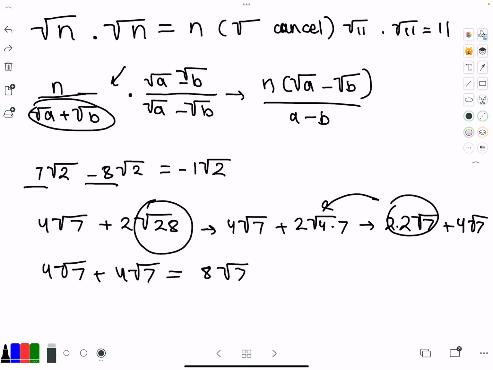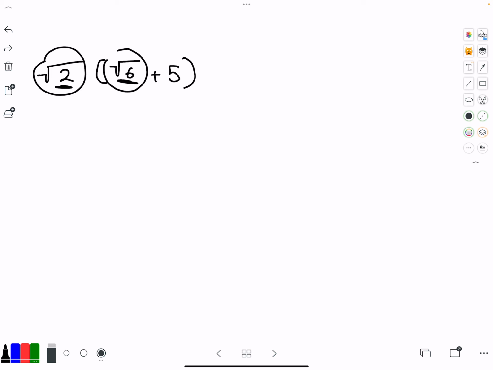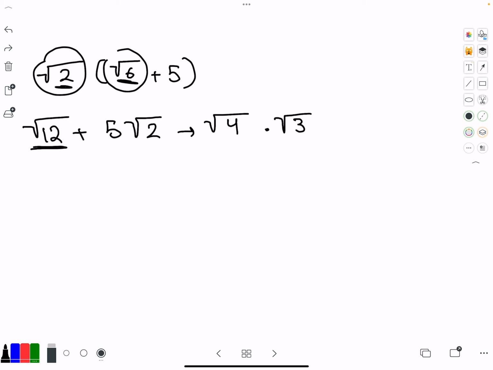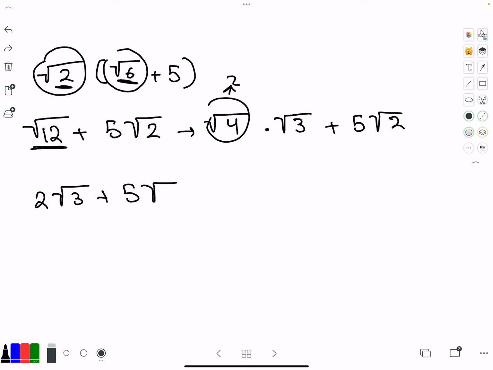The second thing that might take a few brain cells from you is if you have a distributive property. So it's square root of 2 times square root of 6 plus 5. I talked about this in some lesson. You don't multiply the radicals, you just multiply the values inside. So it becomes square root of 12 plus 5 square root of 2. Then you need to simplify this one. It's going to become square root of 4 times square root of 3, which is 2 square root of 3, plus 5 square root of 2, and this is your answer.